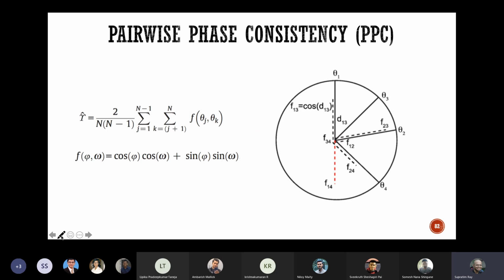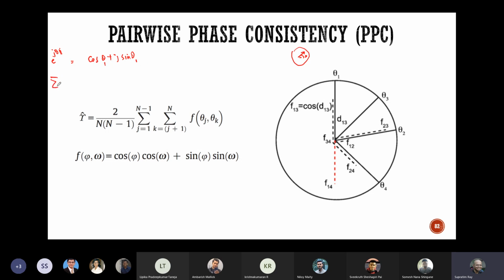Okay, so let's think this through. Each vector is cos theta plus j sine theta. I'll just call this cos theta 1 plus j sine theta 1. That's my first vector, e to the power j theta 1. And I've got a ton of vectors like these. So this is one vector at theta 1. And the other ones would be theta 2, theta 3, and so on.